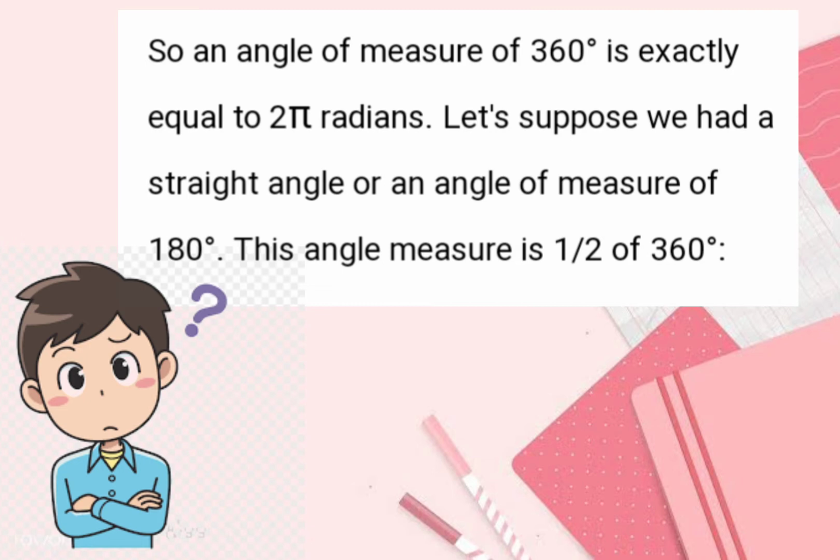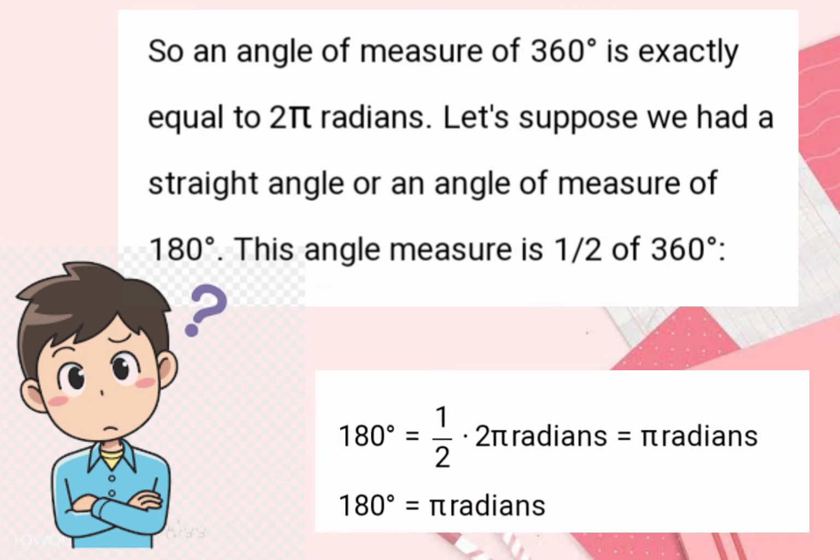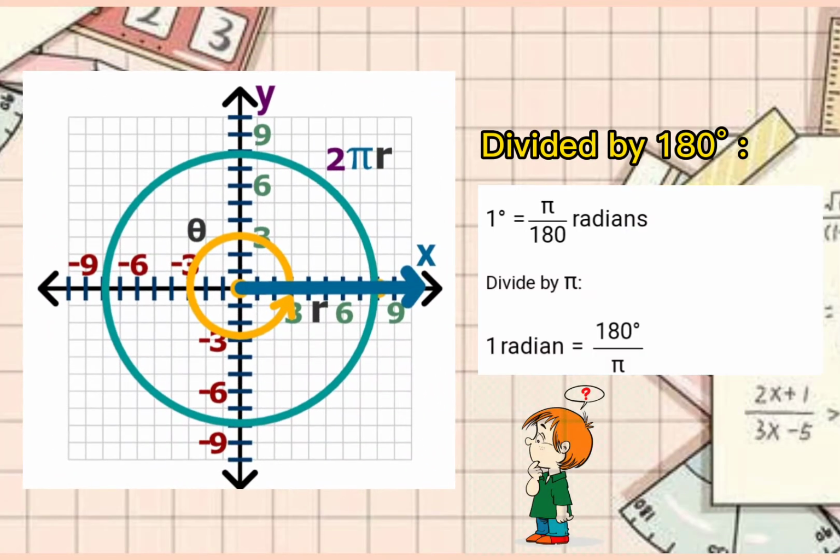Let's suppose we had a straight angle, or an angle of measure 180 degrees. This angle measure is 1/2 of 360 degrees. We can use the above relationship to develop a method for converting between degrees and radians. So, divided by 180 degrees.